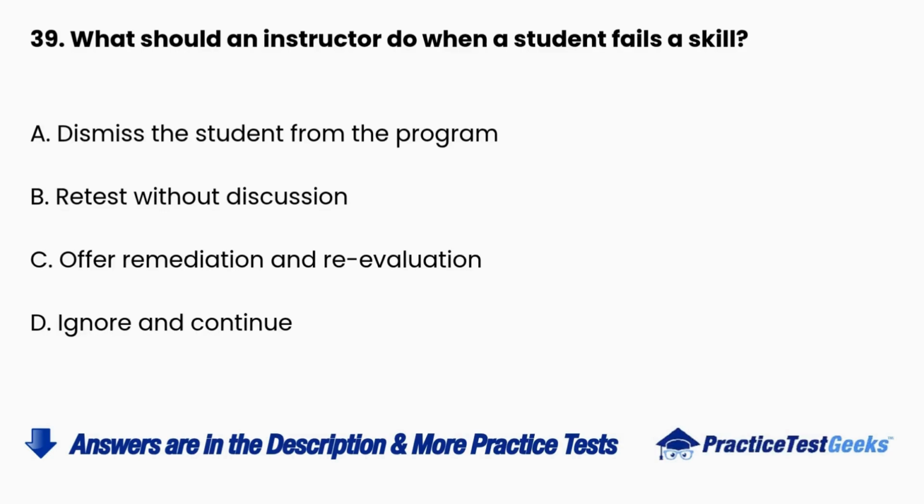39. What should an instructor do when a student fails a skill? A. Dismiss the student from the program. B. Retest without discussion. C. Offer remediation and reevaluation. D. Ignore and continue.